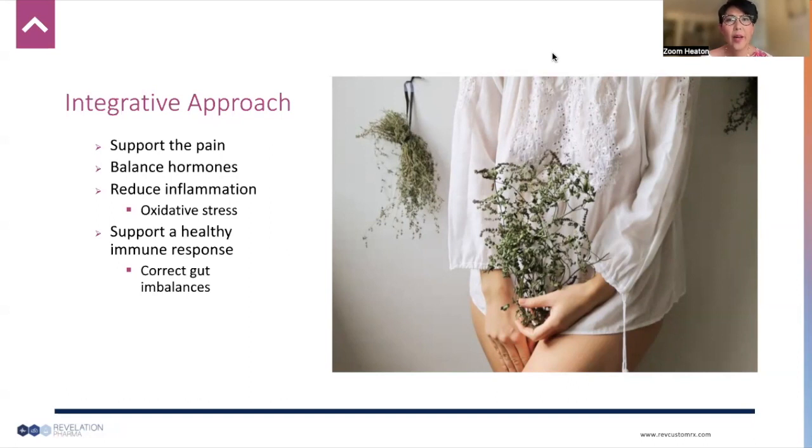So in addition to medications and surgery, an integrative approach looks at really the underlying factors contributing to endometriosis development and symptoms. So, with an integrative approach, we look at supporting the pain, balancing hormones, reducing the inflammation due to oxidative stress, and also supporting a healthy immune response by correcting gut imbalances.